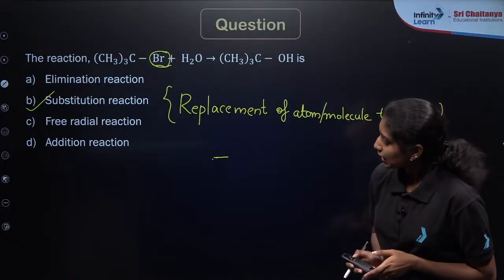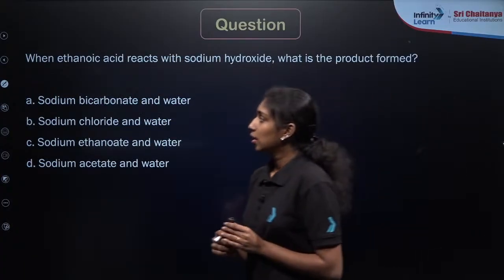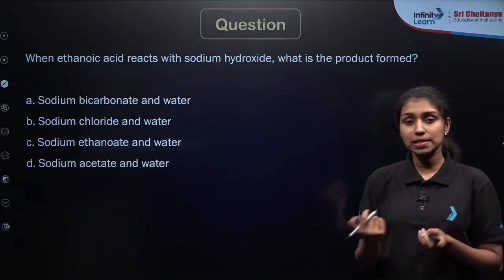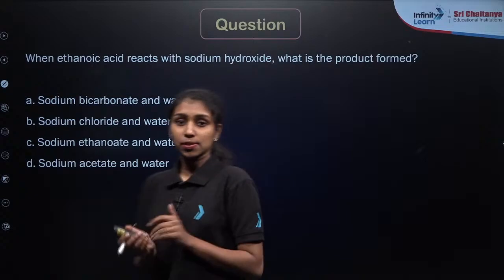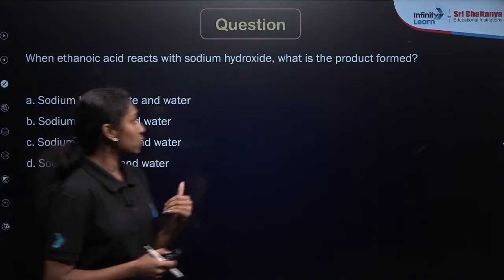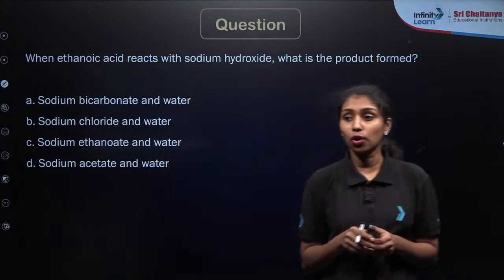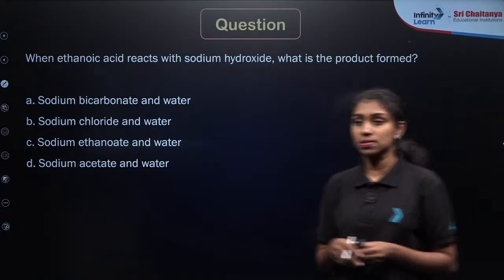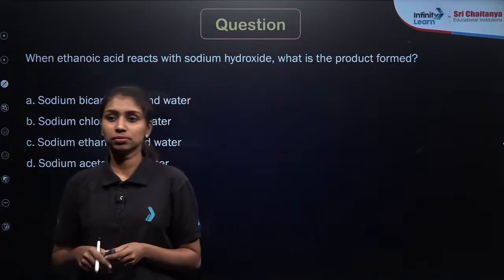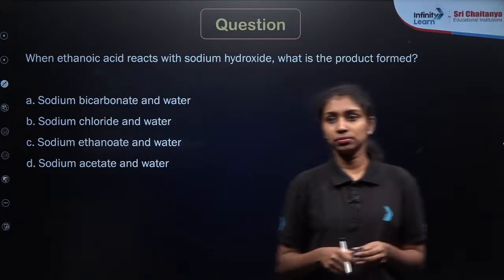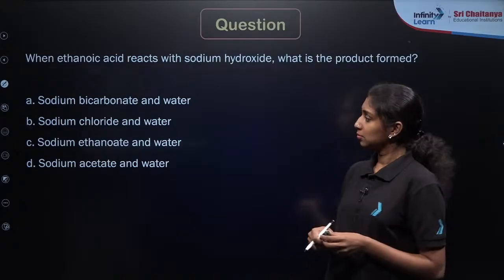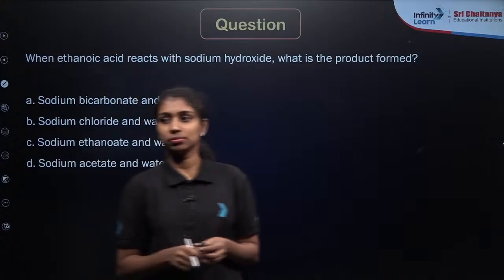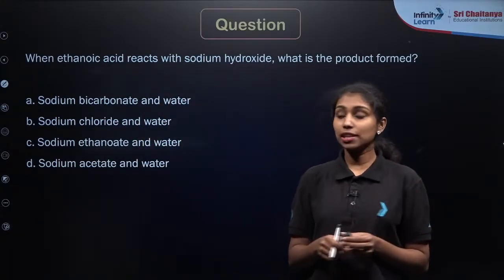Okay, now let us move to our next question. This question is particularly based on ethanoic acid. Two compounds we have studied in the concept class are ethanol as well as ethanoic acid. So here the question is, when ethanoic acid reacts with sodium hydroxide, what will be the product formed? Read the question carefully. Ethanoic acid reacts with sodium hydroxide. Please give me your answers in comments.